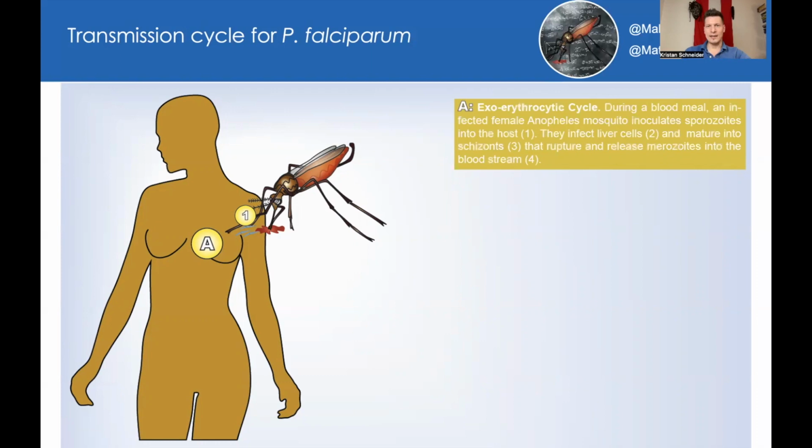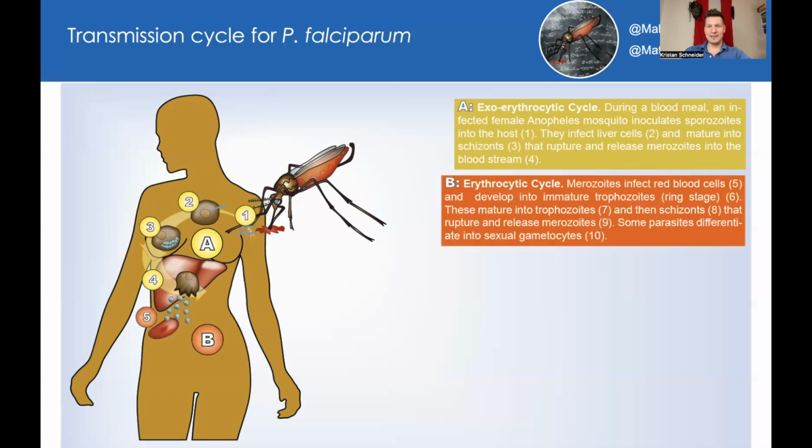human body, and this starts the exoerythrocytic cycle. Sporozoites will find their way into the liver, where they invade liver cells and mature into schizonts, which will finally rupture and release parasites into the bloodstream in the form of merozoites, which ends the exoerythrocytic cycle and starts the erythrocytic cycle.